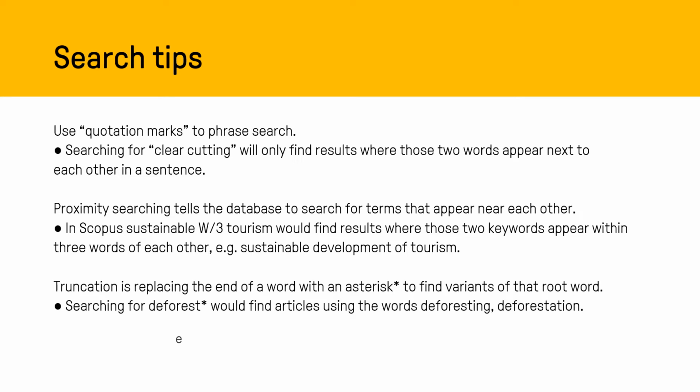There's also something called proximity searching. And so I've given the example in here, such as sustainable, capital W, /3, and then tourism. And I would get results in which basically sustainable and tourism are within 3 words of each other, as I've done in the example here. There's also truncation, which is a really wonderful little tip here. You can put an asterisk at the end of a word and it will find variants for that root word. So for example, if I search deforest asterisk, it would bring back articles using deforesting or deforestation.